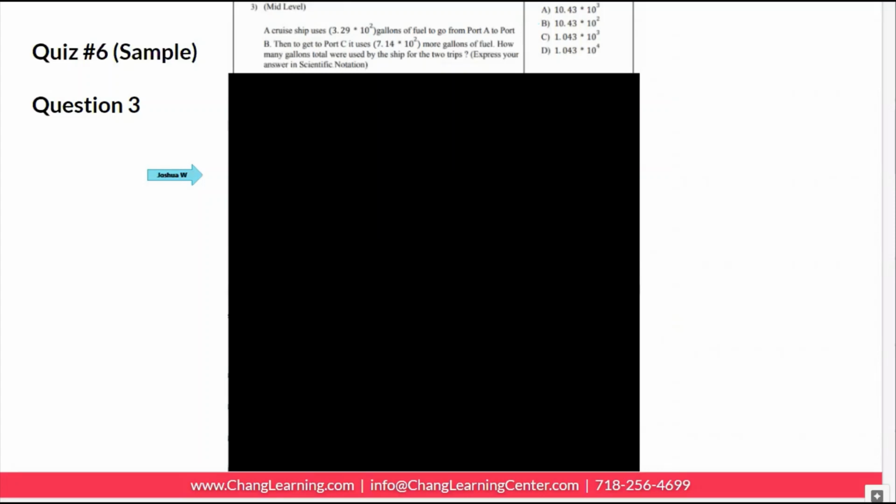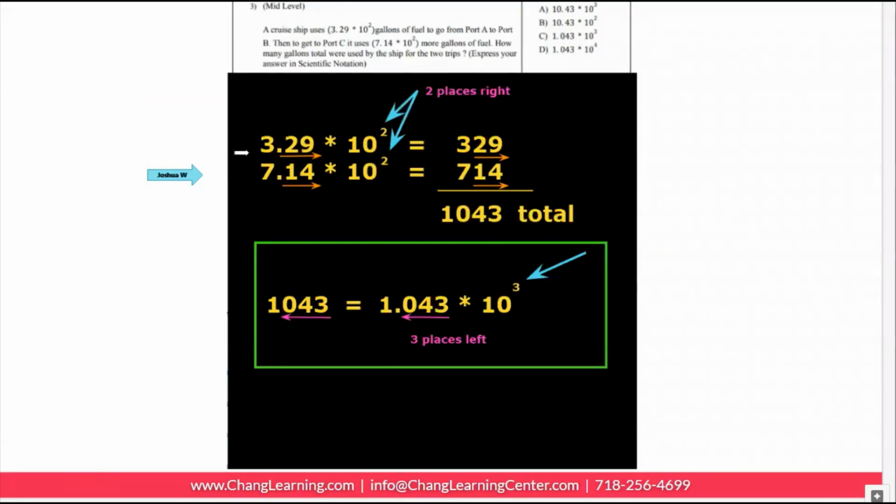Well, when doing problems in scientific notation, sometimes it's a good idea to convert each measurement into standard notation. So for example, 3.29 times 10 squared is 329 gallons of fuel from port A to port B. From port B to port C, that's 7.14 times 10 to the 2, or 714 gallons. So then we'll add those amounts in standard form, and that's 1,043 gallons total.